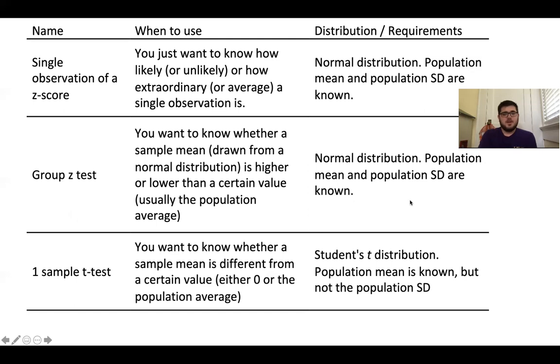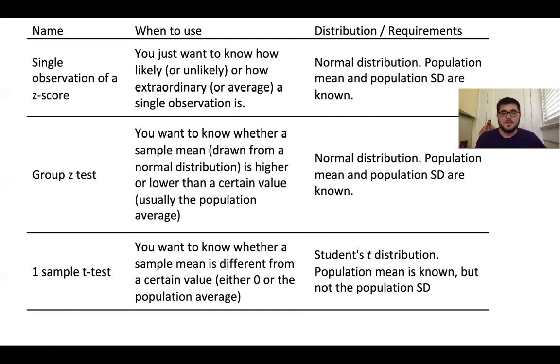But for now, if I outright say, I know the population standard deviation, that means ding, ding, ding, it's a group Z-test. If I outright say I don't know the population standard deviation, then ding, ding, ding, that's a one sample T-test. I'll keep it that simple for my tests.